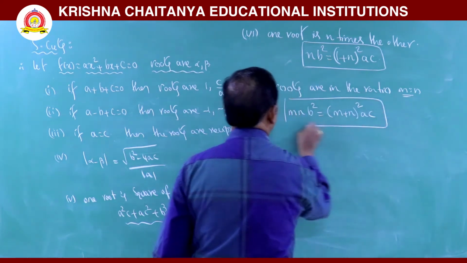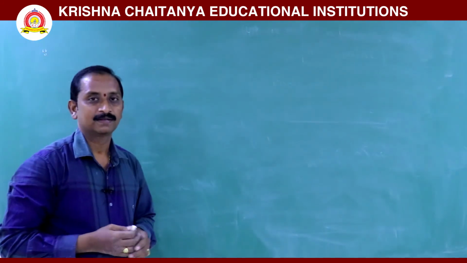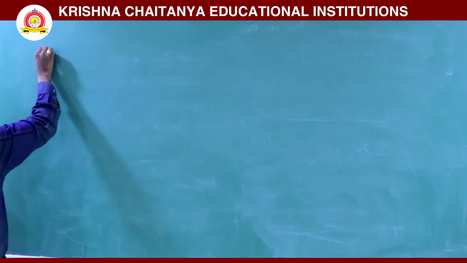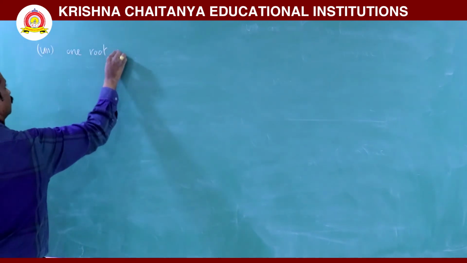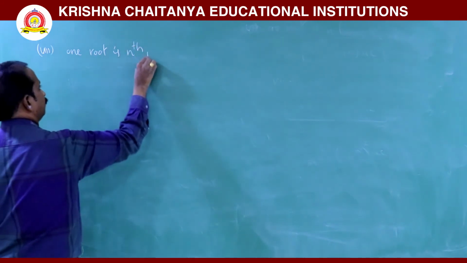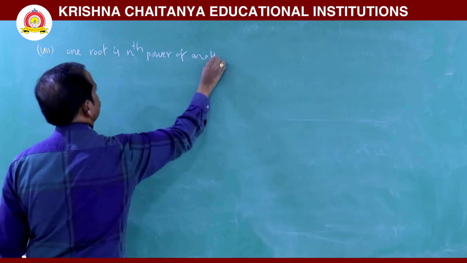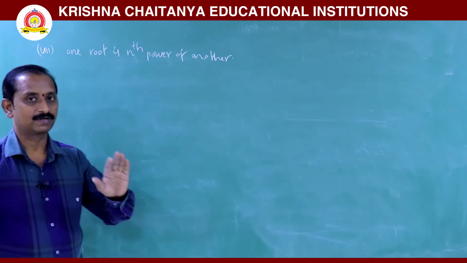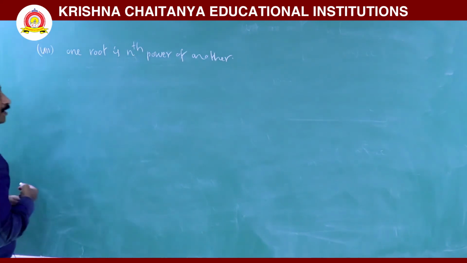Now come to another point. Next, one root is the nth power of the other. That means indirectly one root is alpha, and the other root is nothing but alpha power n. Then how do we get the condition?